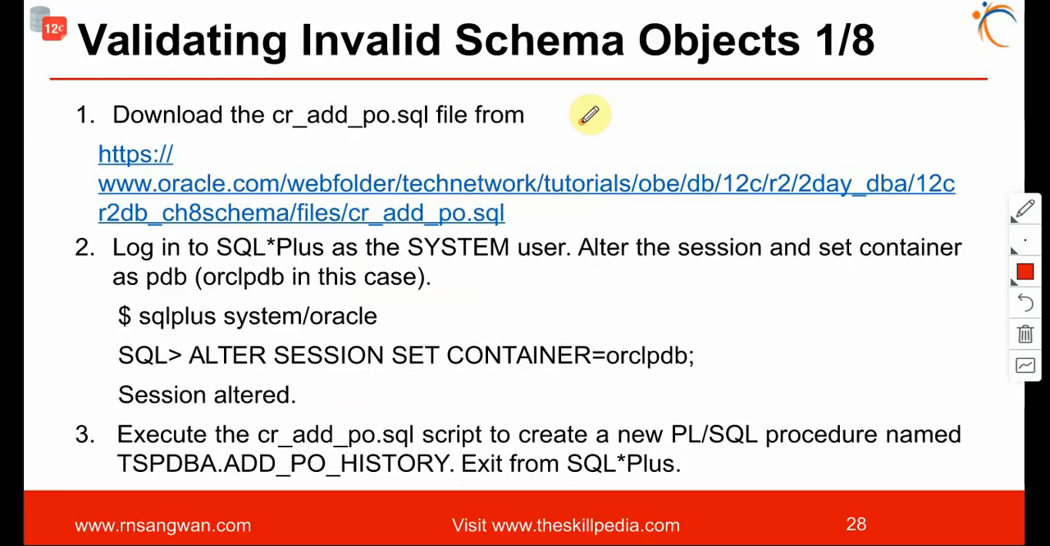So you will then recompile the procedure. Download this file, create add_po.sql from the URL. Log on to SQL Plus as system user, alter the session and set container to PDB, ORCL PDB in our case. Alter session set container equal to ORCL PDB, and then execute this to create a new PL/SQL procedure named TSPDBA add PO history, then exit from SQL Plus. So this is creating your add PO history procedure, and you are going to study this.